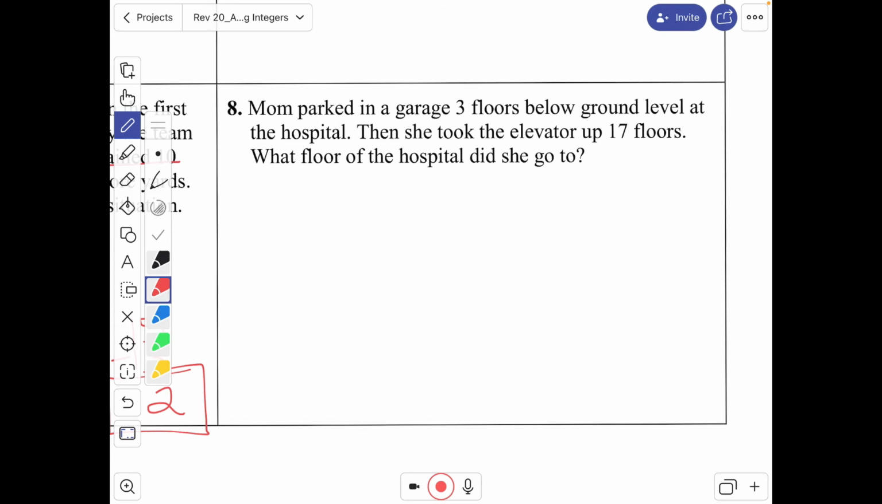Number 8, Mom parked in a garage 3 floors below ground level at the hospital. Then she took the elevator up 17 floors. What floor of the hospital did she go to? So she parked in a garage 3 floors below ground level. That would be a negative 3. Then she took the elevator up 17, so that's positive. Different signs, so we subtract. 17 minus 3 makes, and the higher one is positive, so my answer is positive.